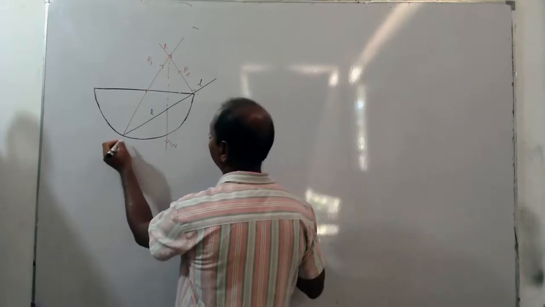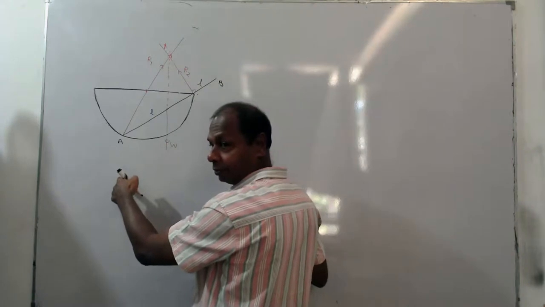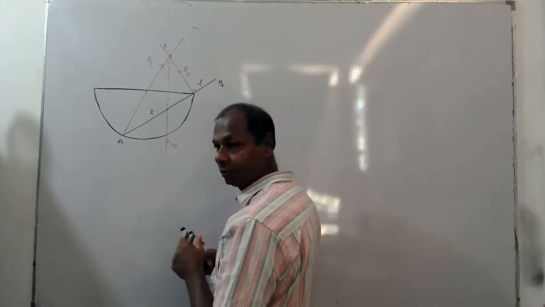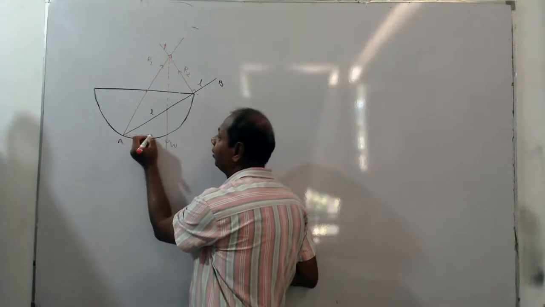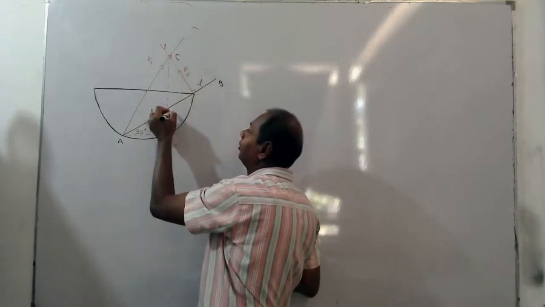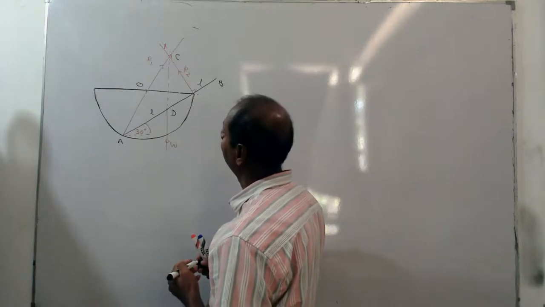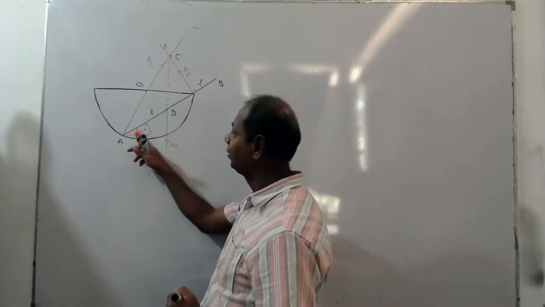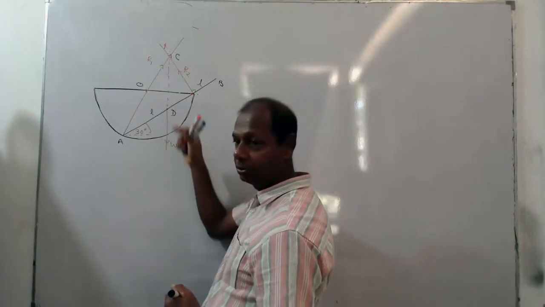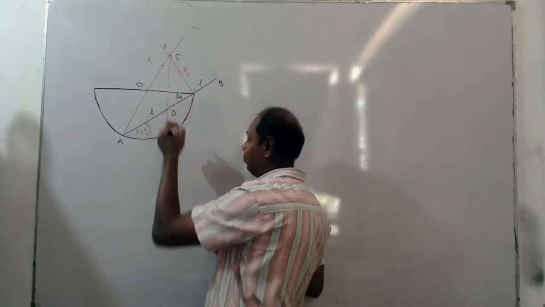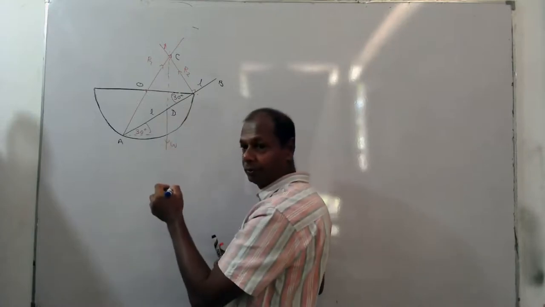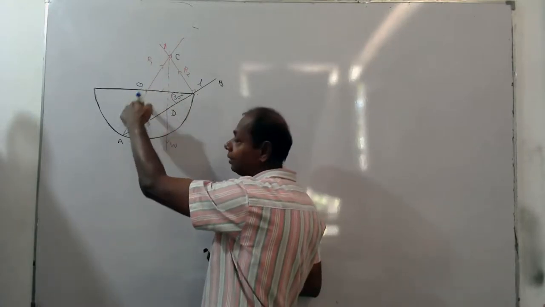This point A, B. The horizontal. This angle. If this angle is 30 degrees, at once you should see three things. This should also be 30. If so, it is 30. Maybe it is given.